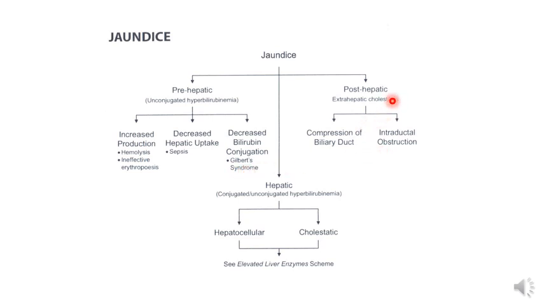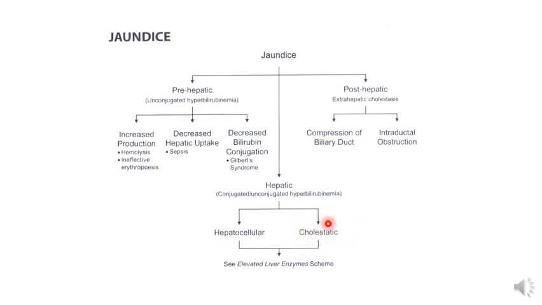In cases of post-hepatic cause, there is extrahepatic cholestasis, some obstruction in the flow of the bile, whether intraductal or extraductal. So there is compression of the biliary duct by tumor, mass, cyst, or any lesion, or intraductal obstruction. The same thing will lead to retention of bile and bilirubin, leading to jaundice. In cases of hepatic cause, conjugated and unconjugated hyperbilirubinemia are both present. So in hepatocellular cases it is unconjugated, and in case of cholestasis, conjugated.